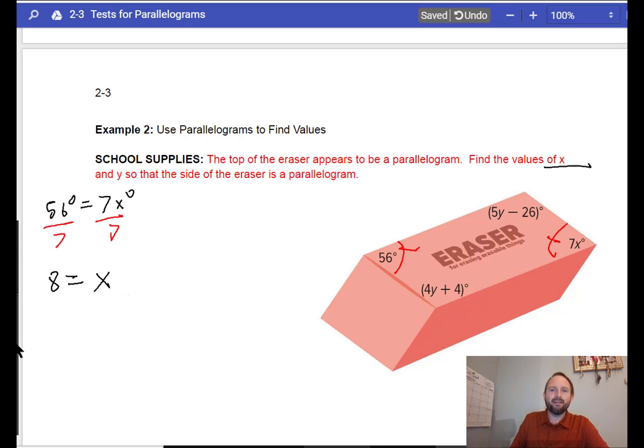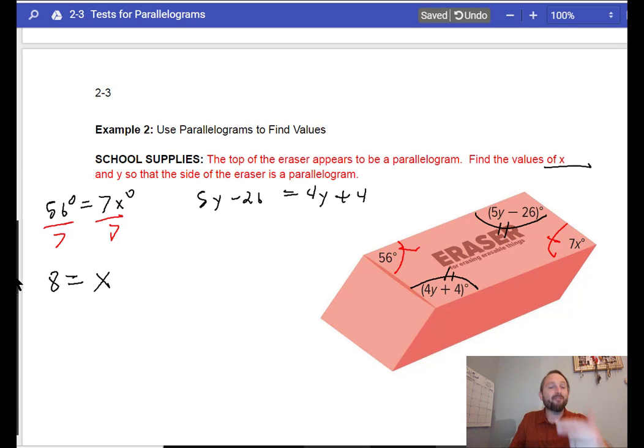Okay, done. Now the next one right here, we would understand that this is congruent with that because they are opposite angles. So I know that 5y minus 26 degrees is equal to 4y plus 4 degrees.